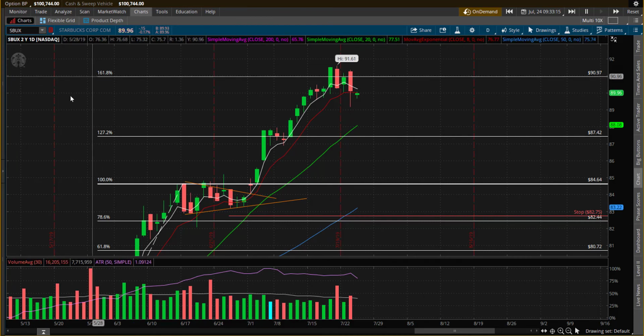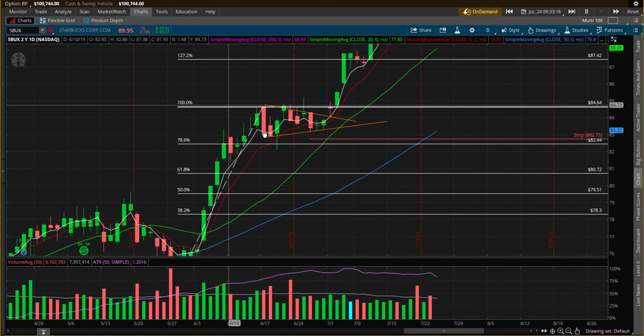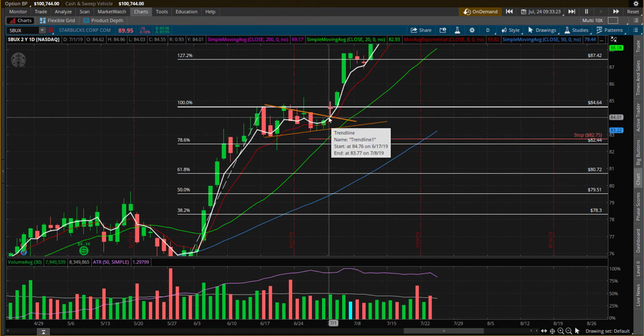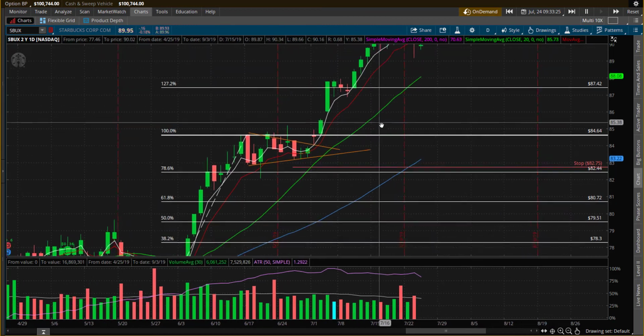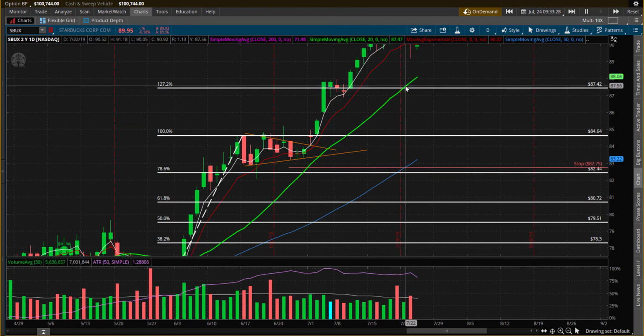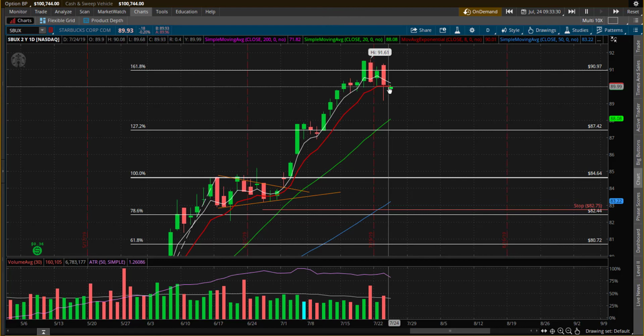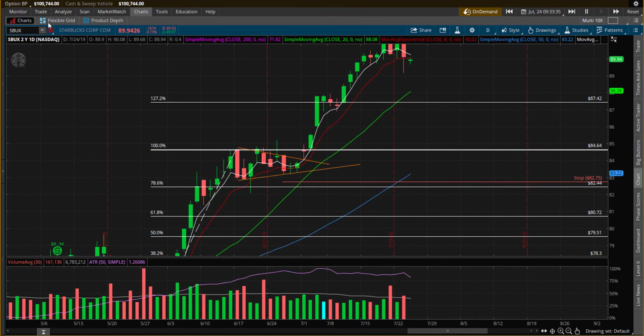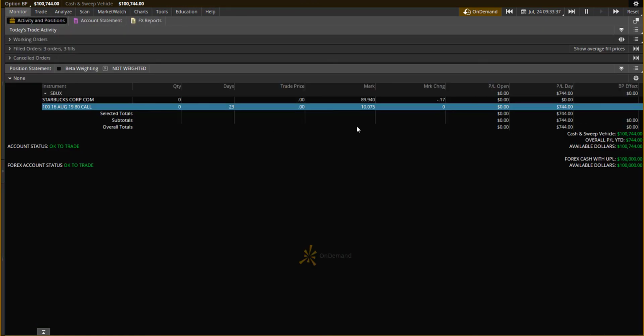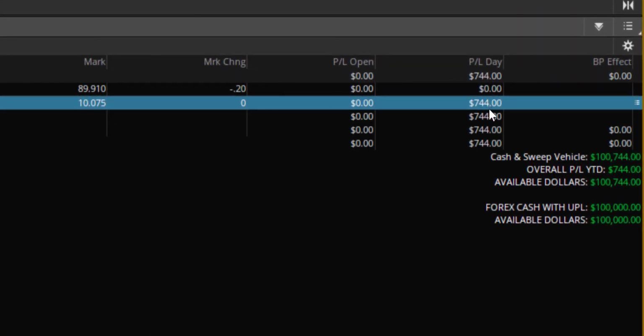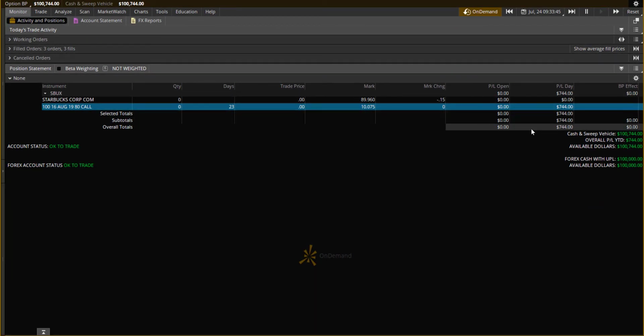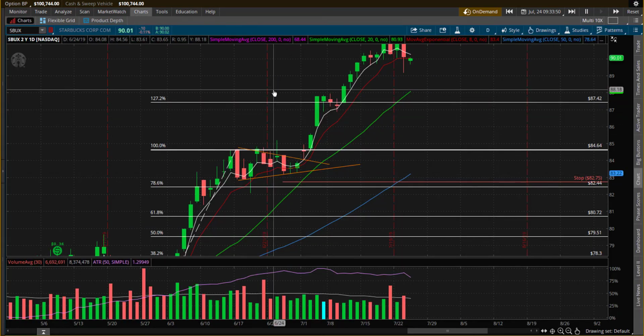So just to recap what we did, we identified the bull flag, we got our stop, we waited till we were closing above the compression zone, we scaled out at our first target, and we held the last in until we were below the 8 EMA. And then you can see our total profit for this trade was $744. So about 74 to 75% return over the complete investment into the trade.